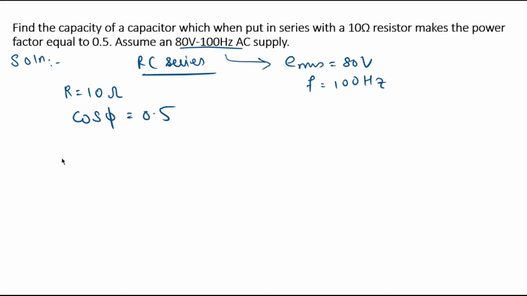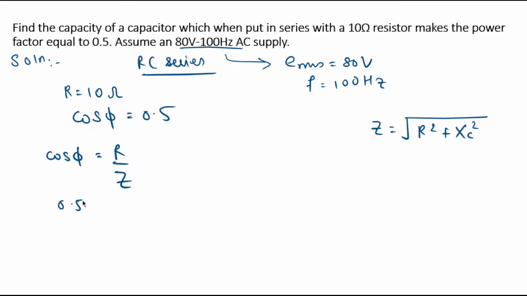So we know the expression for power factor, that is cos phi equal to R upon Z. For an RC series circuit, Z is equal to root under R square plus capacitive reactance square. Now we know cos phi is 0.5, so 0.5 equal to R, which is 10, upon Z, so Z can be written as 10 divided by 0.5, which is equal to 20 ohms.